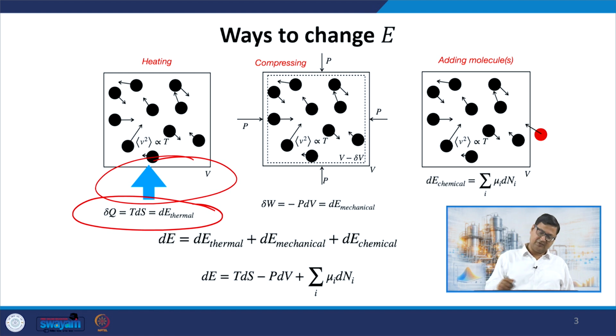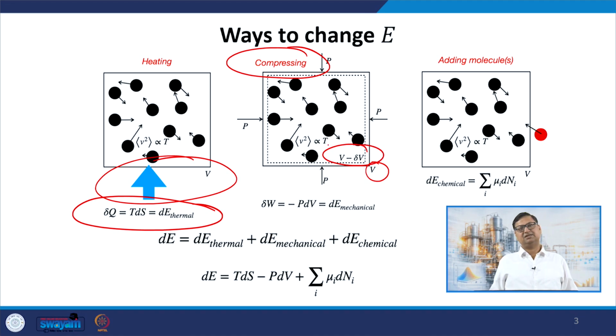The other kind of work that one can do is by compressing the system. So, the surrounding may compress the system, there is an applied pressure, and as a result of that pressure, the volume of the system can go from some volume V to something like V minus delta V, right. And when we are doing work on the system, that is I am compressing the system, the delta V is going to be negative, and therefore, the work done on the system is minus P dV, and that is some kind of mechanical work. The pressure volume work is mechanical work.